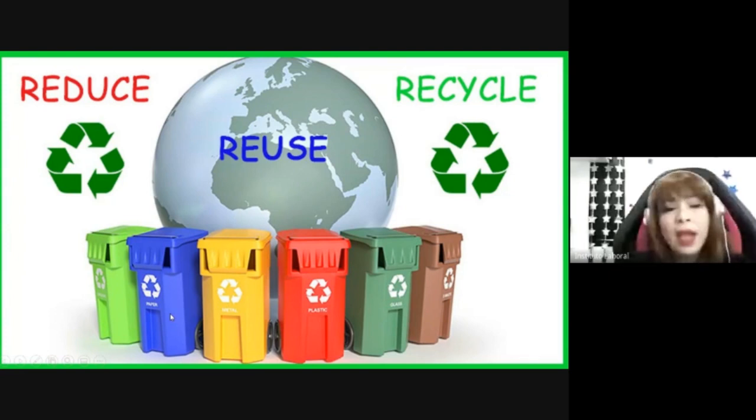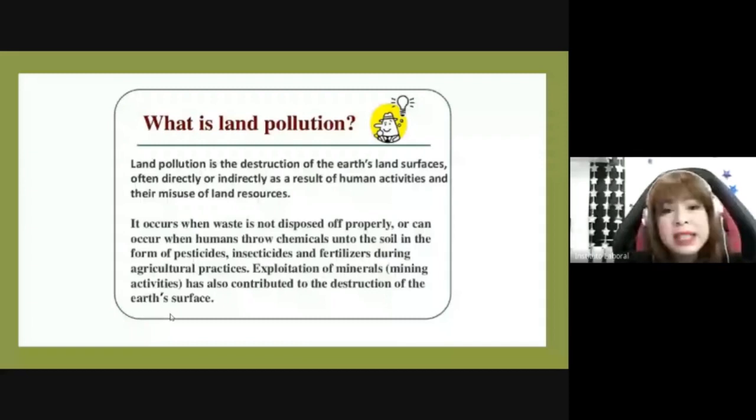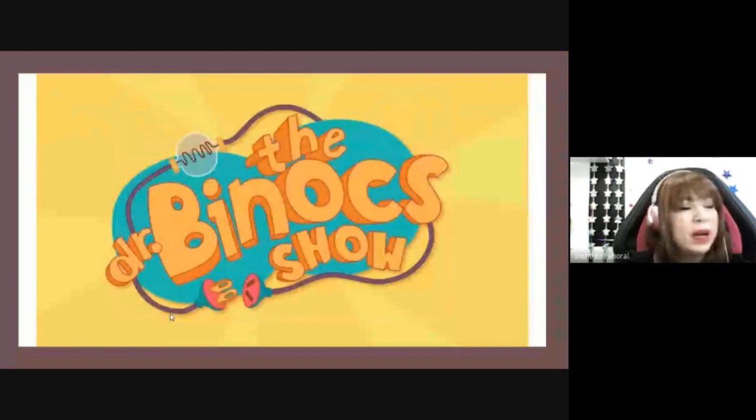What is land pollution? Land pollution is the destruction of the earth's land surface, often directly or indirectly as a result of human activities and their misuse of land resources. It occurs when waste is not disposed of properly, or when humans throw chemicals onto the soil in the form of pesticides and fertilizers during agriculture practice. Exploitation of minerals like mining activity has also contributed to the destruction of the Earth's surface. Now, let's watch a video about this problem that affects our planet.